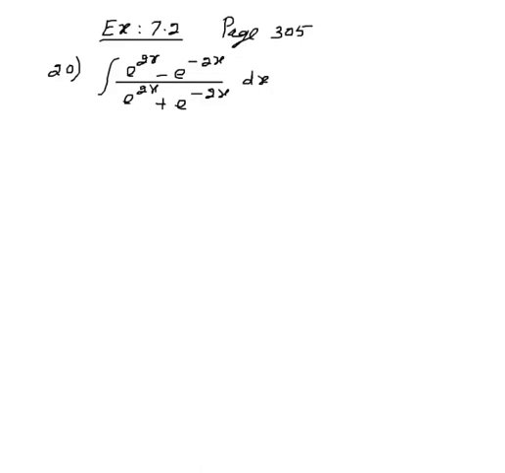Let us continue exercise 7.2, page number 305. We will do question number 20 first and then we will do 19th one. In question number 20, we will take the denominator as t.